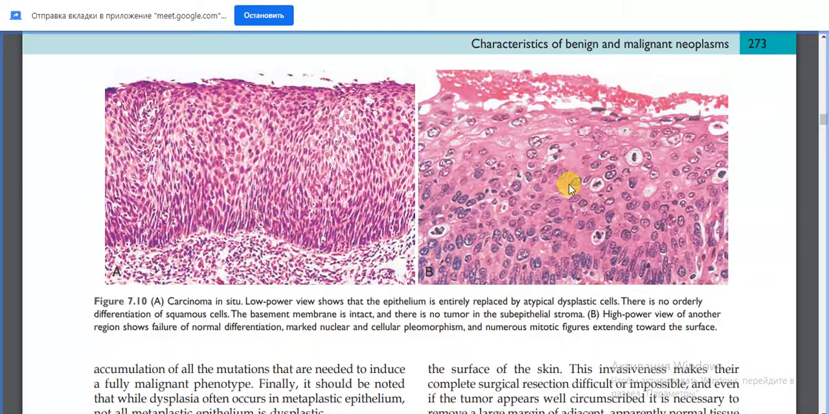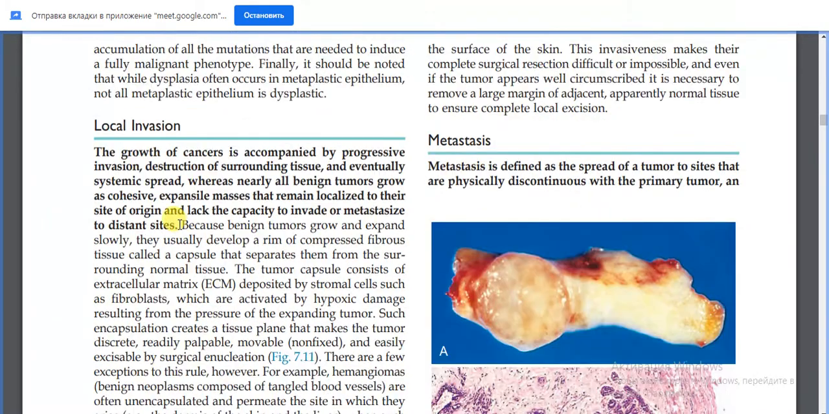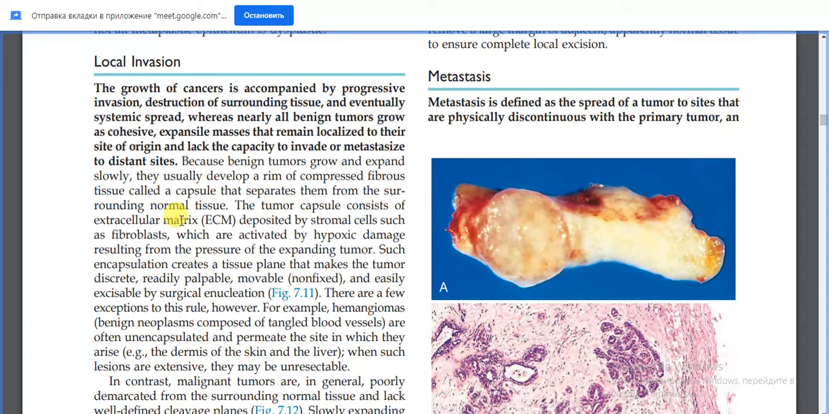It is a process of carcinoma in situ. So this is carcinoma in situ. Okay, let's talk about local invasion. That's new for you. Local invasion is very important for clinicians. What is local invasion? Local invasion is when metastases are formed, like metastasis in the same tissue where it's located.